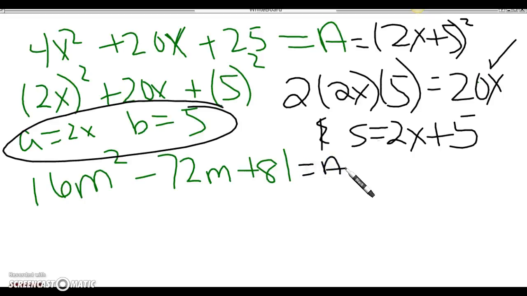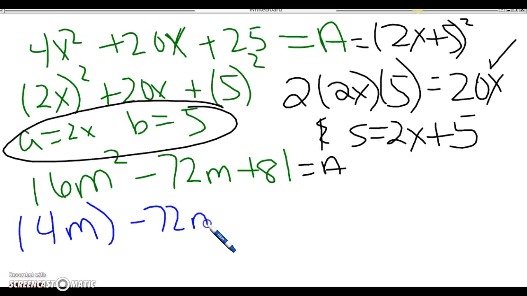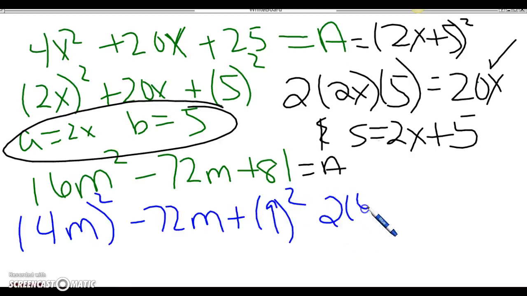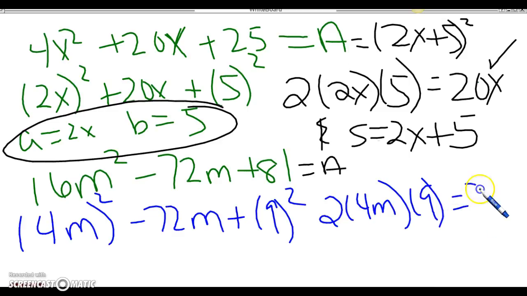And I want to find the square root, basically. So I know my a term here is 4m, and my b term is 9. And I want to verify that this works. So I'm going to say 2 times 4m times 9, and I want to see if it equals 72m. Yeah, and it does. It checks out.